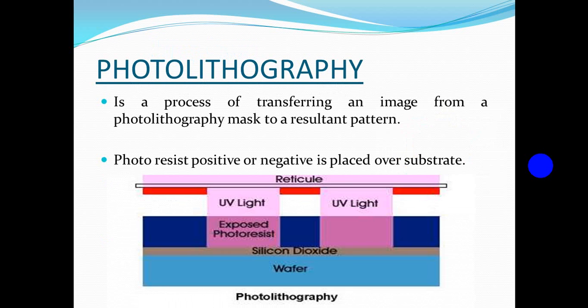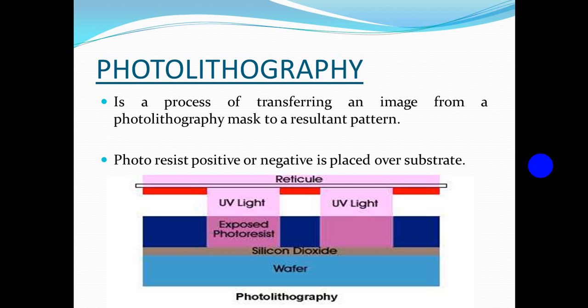The next step is photolithography. It's a process of transferring an image from a photolithographic mask to a resultant pattern on a wafer. A photoresist polymer film is applied to the silicon wafer, dried, and then exposed with the proper geometrical pattern through a photomask to UV light or radiation. A photoresist, positive or negative, is placed over the substrate.